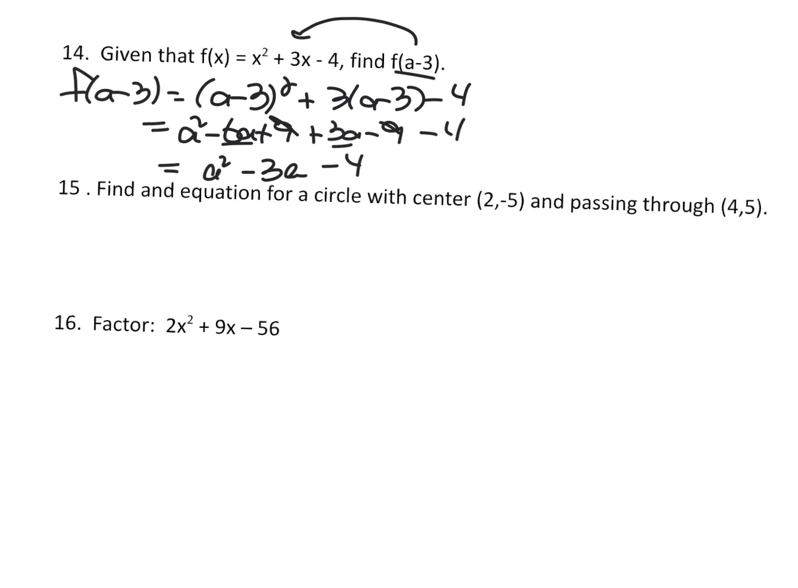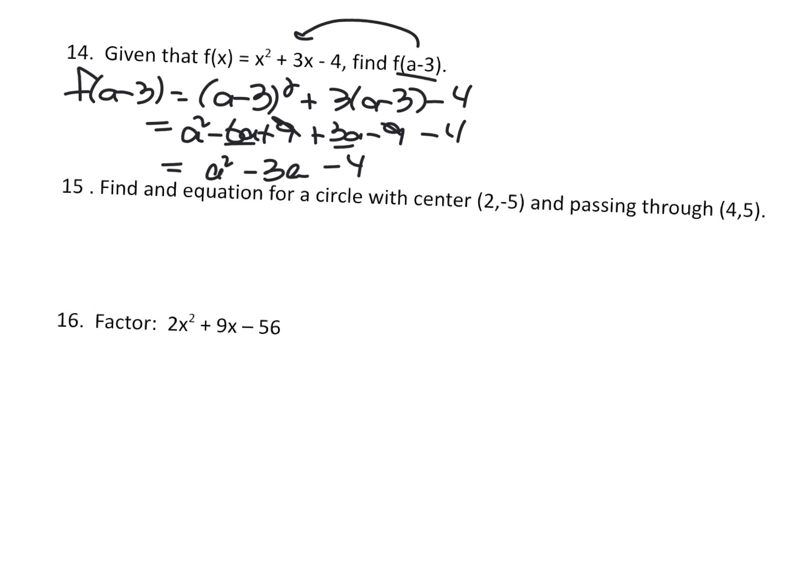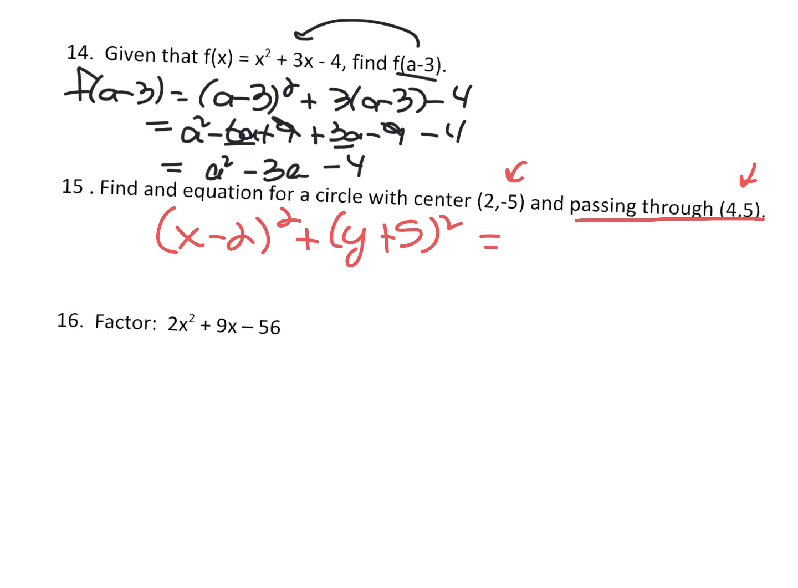15. Find the equation of the circle with center 2, negative 5. Let's go ahead and do that part first. The center, remember, the opposite always goes in your parentheses. So I'm going x minus 2 squared plus y plus 5 squared equals something. Now, the way you get your something, why does the circle pass through that point? Because it works. So I'm going to take the 4, plug it right there.